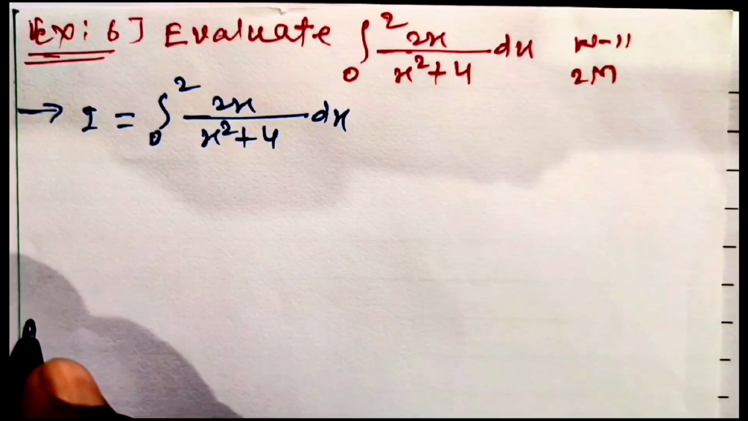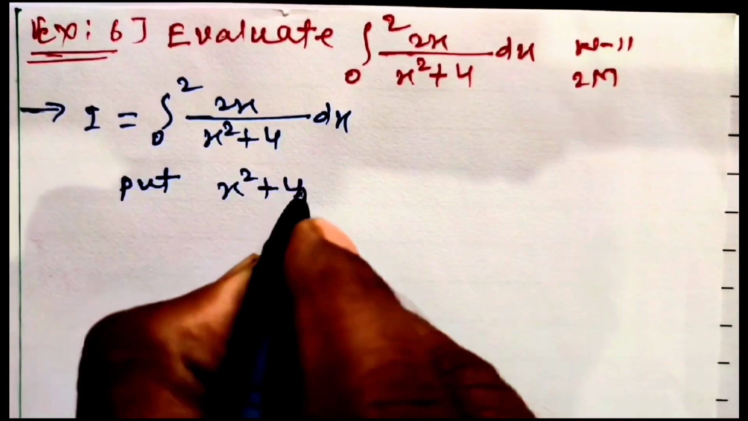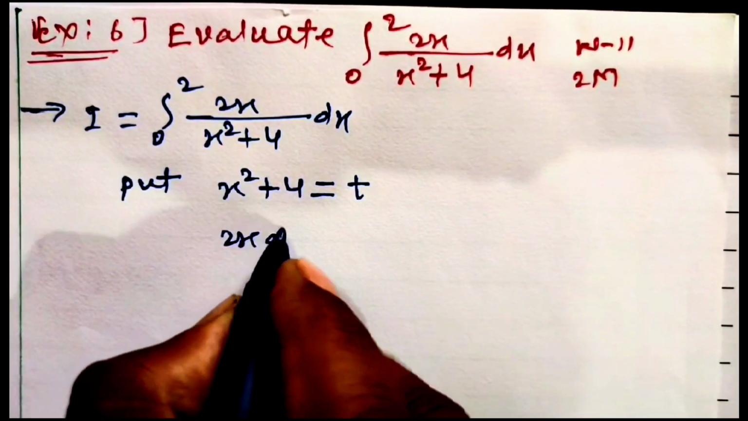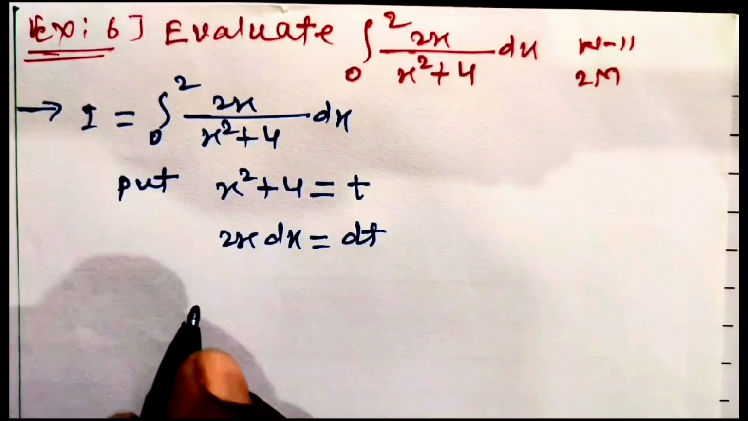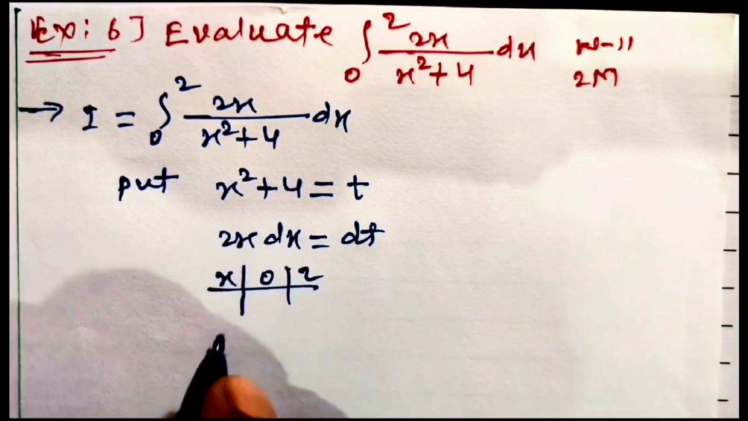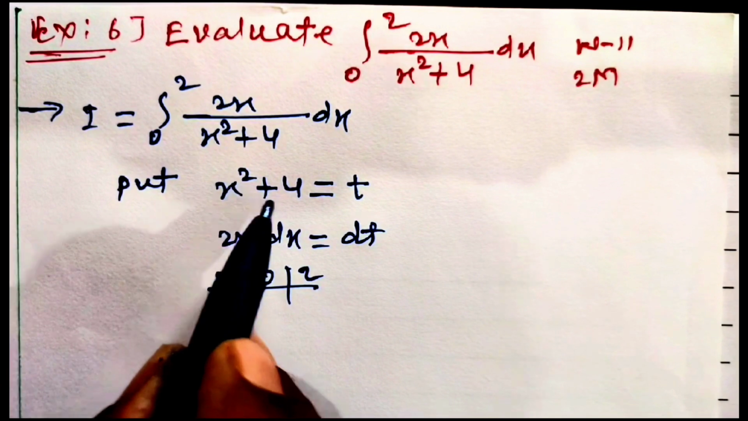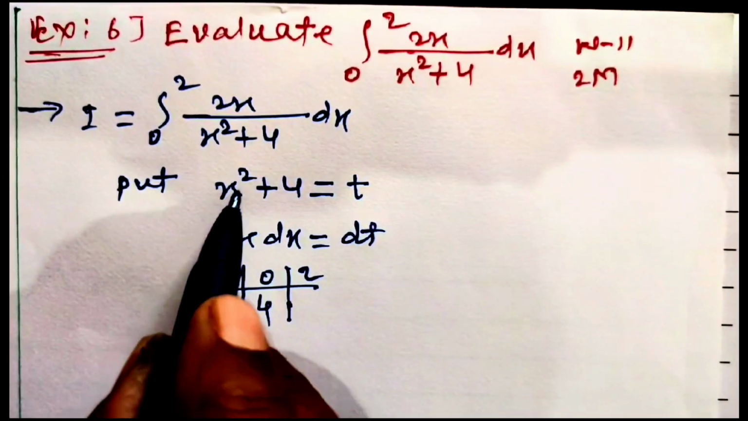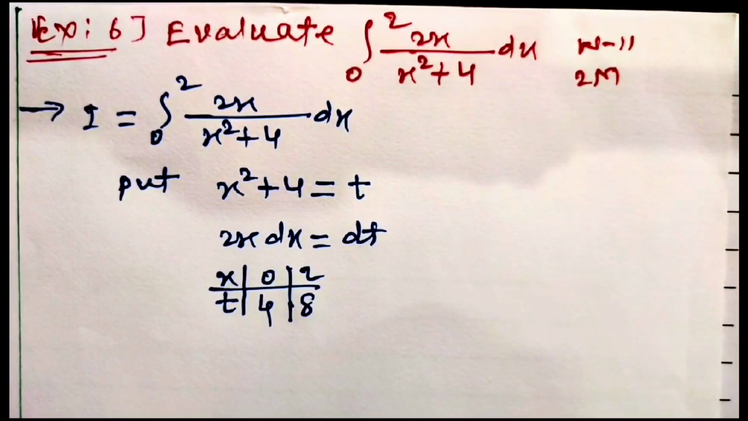Here also we have to use the substitution method. Put the denominator x square plus 4 equal to a new variable t. Differentiating this, 2x dx is equal to dt. And here limits of x are from 0 to 2, which means x changes from 0 to 2. For the new variable t, if we substitute x is equal to 0 here, 0 square plus 4 means 4. T is equal to 4. Then x is equal to 2, put here 2 square means 4, 4 plus 4, 8. T is equal to 8. These are the limits of the new variable.